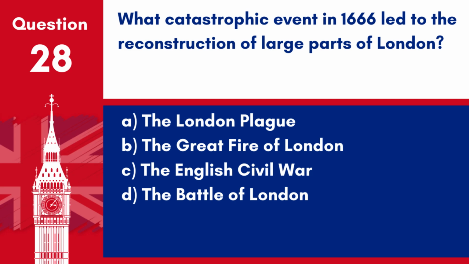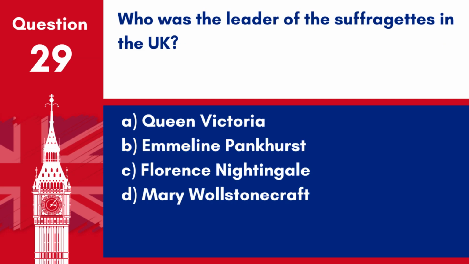Question 28. What catastrophic event in 1666 led to the reconstruction of large parts of London? A. The London Plague. B. The Great Fire of London. C. The English Civil War. D. The Battle of London. Answer B. The Great Fire of London. The Great Fire of London in 1666 devastated the city, leading to the extensive rebuilding of more than 13,000 houses and many public buildings.